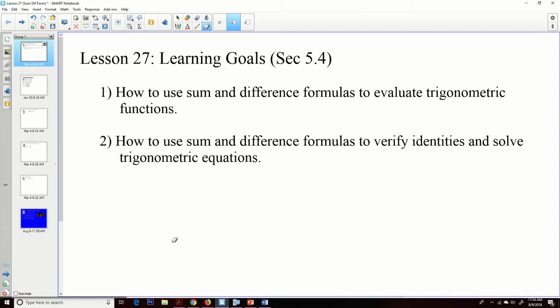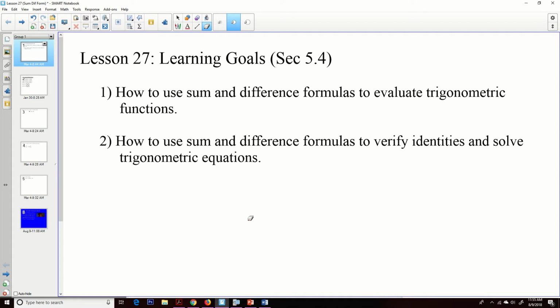Our lesson 27 learning goals: how to use the sum and difference formulas to evaluate trigonometric functions. Well, we've already evaluated trigonometric functions. Second, how to use the sum and difference formulas to verify identities and solve trigonometric equations. Well, we've also done that. The good news is the questions in this lesson are not going to be any different than the questions from previous lessons. So there's no new quote unquote math.